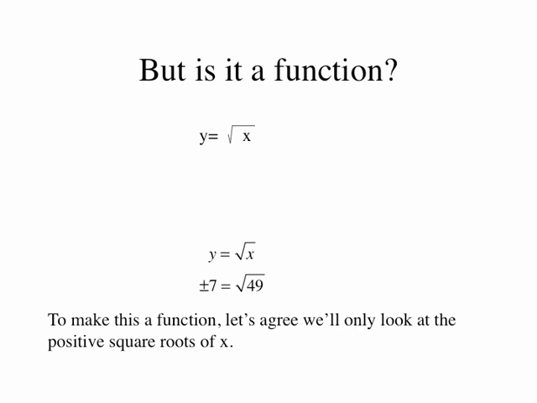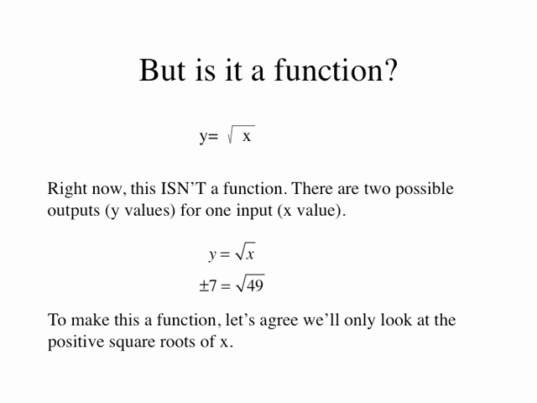Question: is this a function? Y equals the square root of x. Right now, this isn't a function because there are two possible outputs, that is y values, that go with one input, one x value. Here's an example. Suppose that x is 49. Y could be positive 7 or y could be negative 7. So right now, this relation, y equals the square root of x, is not a function.